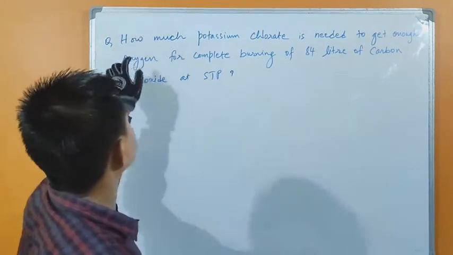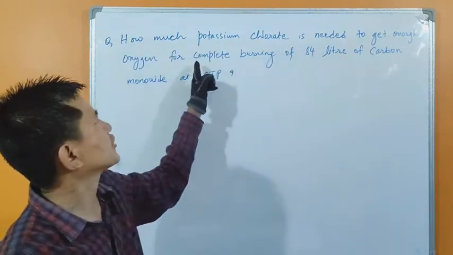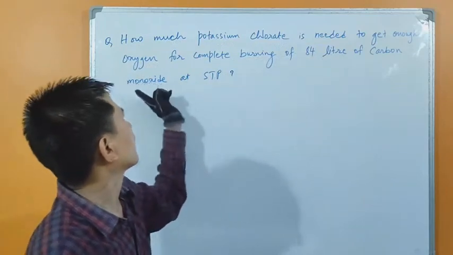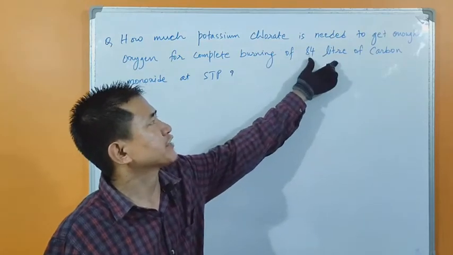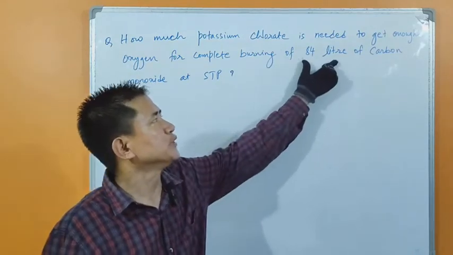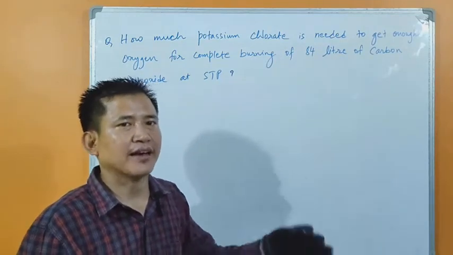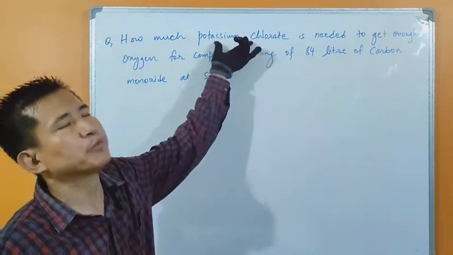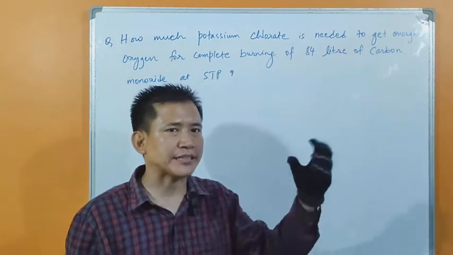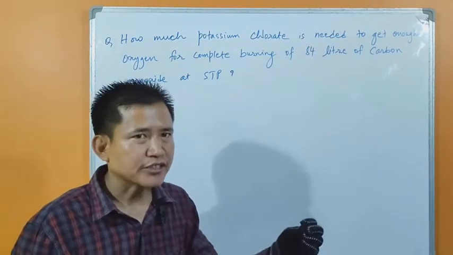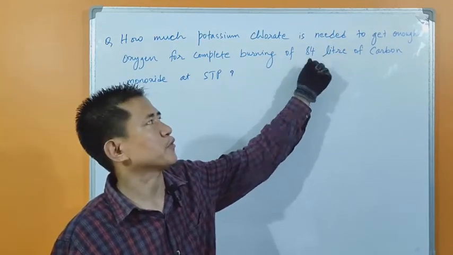Let me read out the question first. How much potassium chlorate is needed to get enough oxygen for complete burning of 84 liters of carbon monoxide at STP? This is the question. We are provided with 84 liters of carbon monoxide gas, and to burn this gas we need oxygen, and that oxygen is to be produced from potassium chlorate. The question is asking how much potassium chlorate is to be heated to produce oxygen gas which would be enough to burn 84 liters of carbon monoxide gas.